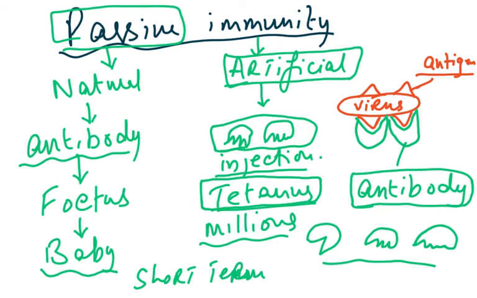Plus, we have not been able to make a weakened tetanus bacteria, so we cannot give you artificial active immunity for it. So this is called artificial passive immunity because we've given you ready-made antibodies. We don't give you the weakened antigen or the weakened virus. We give you ready-made antibodies which are of course going to attach to the pathogen, and then the phagocyte is going to engulf it and destroy it.